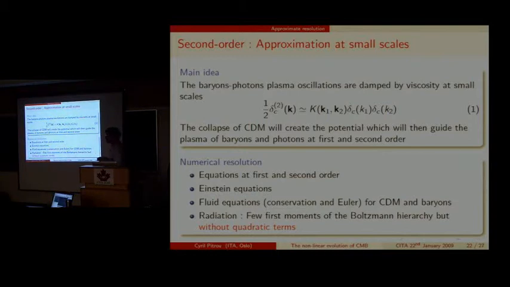One second. So your Boltzmann equation is strictly first order, or is there some nonlinearity? We use for the second order variables the same equation as for the first order variables.